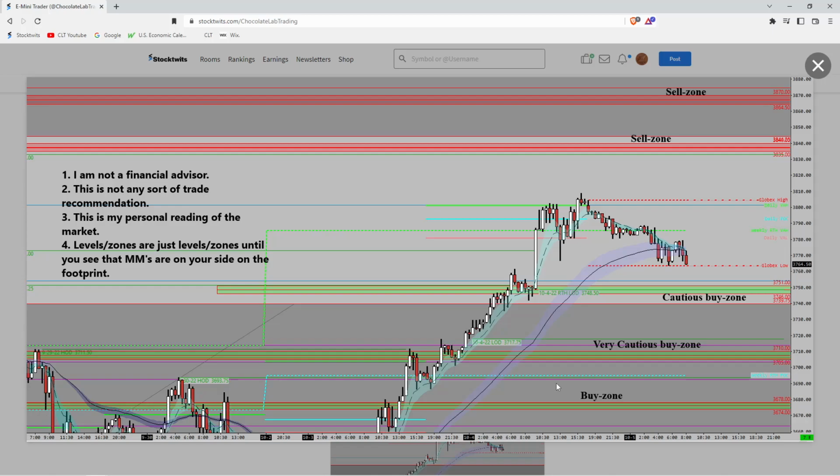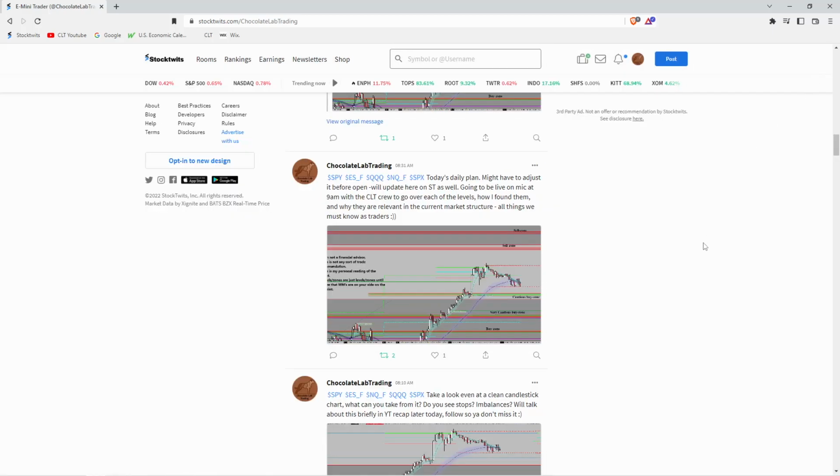And so we have the daily plan in a written form, and then at 9, I'll go on mic and explain each of the levels, the reasoning behind it, why this is a very cautious buy zone and not a normal buy zone. Why is this cautious and not very cautious? Those sort of things to help people be able to do this for themselves.